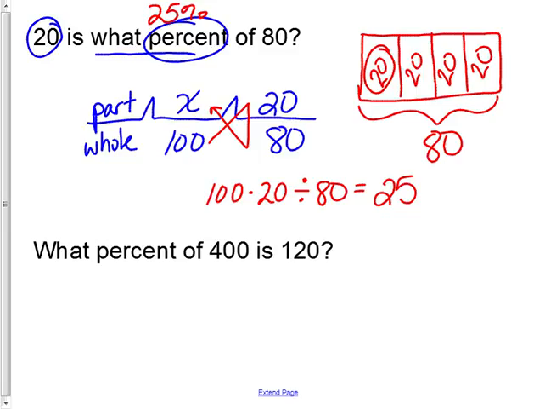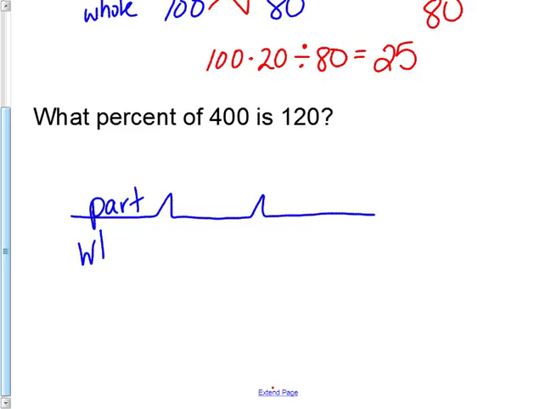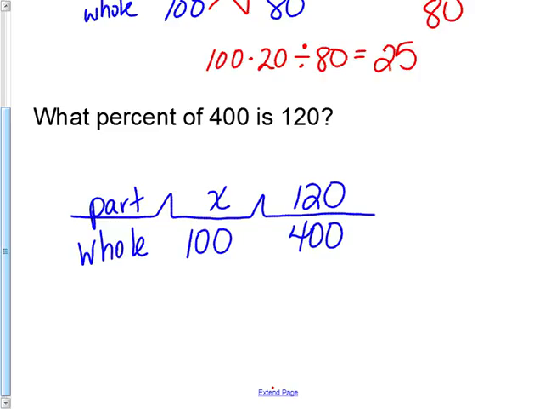All right, one more. What percent of 400 is 120? So if we wanted to set that one up, what percent of 400 is 120? So part to whole ratio, and we're looking for the percent, so we're looking for how much out of 100. What percent of 400, so we're looking for a part of 400. So that means 400 has to be our whole and is 120. So we want to know what part of 400 is 120.